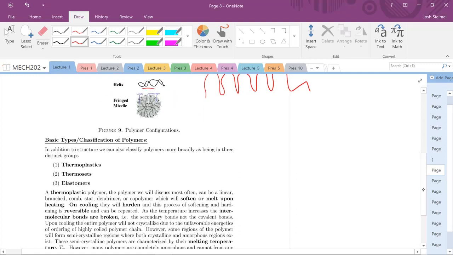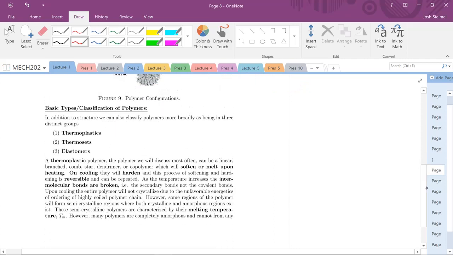So, to wrap up our polymer structure, conformations, and architecture, we want to go broad and classify our polymers into three groups. Either the polymers will be thermoplastics, thermosets, or elastomers. In this class, we're going to focus most on thermoplastics. So what is a thermoplastic?